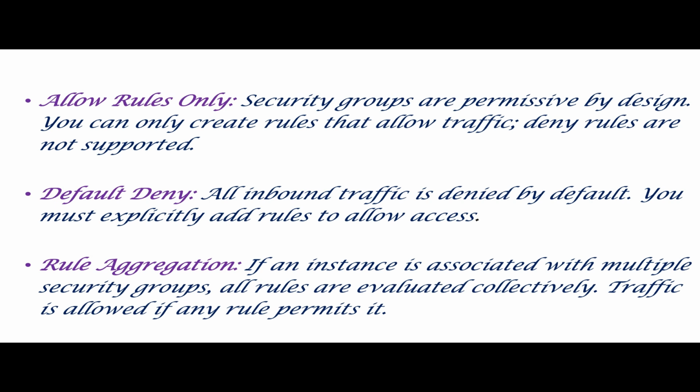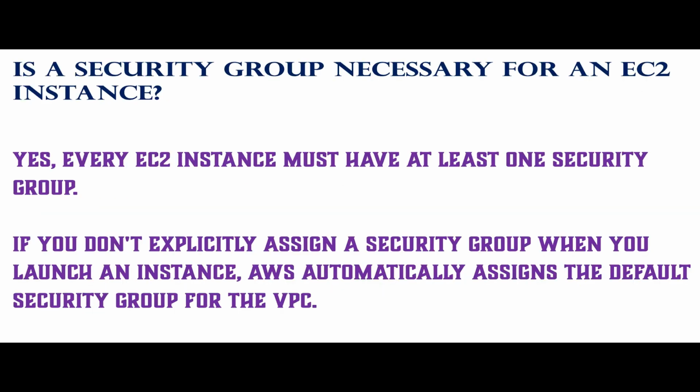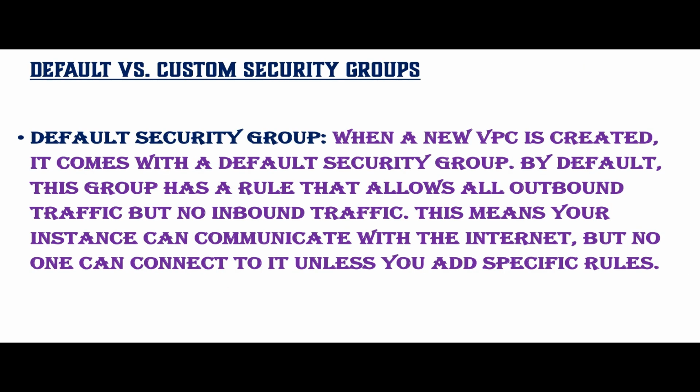Rule aggregation. If an instance is associated with multiple security groups, all rules are evaluated collectively. Traffic is allowed if any rule permits it. Is a security group necessary for an EC2 instance? Yes, every EC2 instance must have at least one security group. If you don't explicitly assign a security group when you launch an instance, AWS automatically assigns the default security group for the VPC.